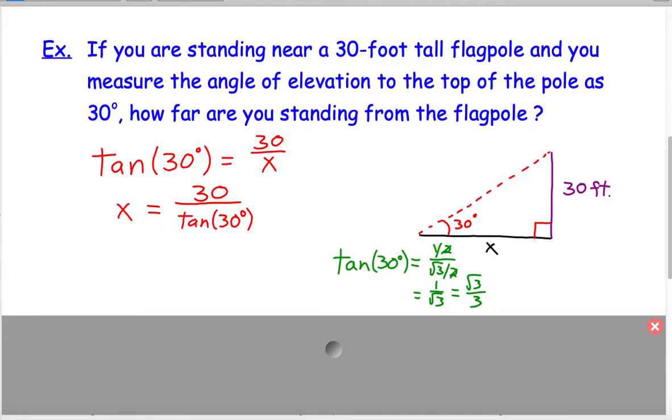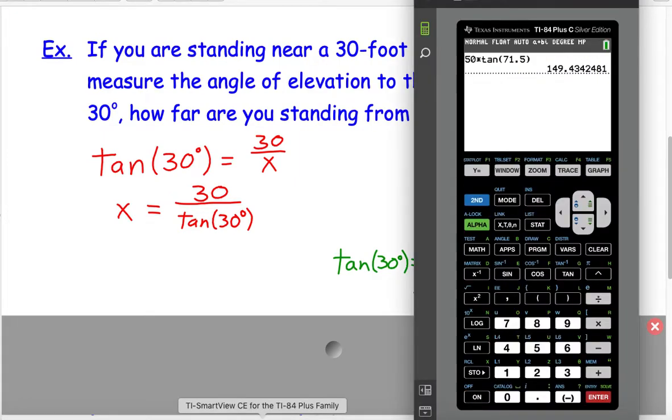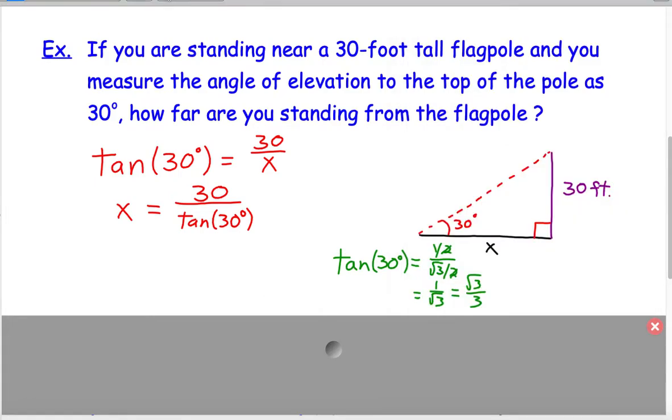So let's grab our calculator, and let's do 30 divided by tangent of 30. And I already know I'm in degree mode, so I don't have to check that again. And I get 51.96. So if I wanted to round that to the nearest tenth, it would actually round up to 52.0. So I'll just use that, 52.0. This didn't specify. So x is approximately, well, here it was 51.96, so I'm going to say 52.0 feet. And that's how far you're standing away from the flagpole.